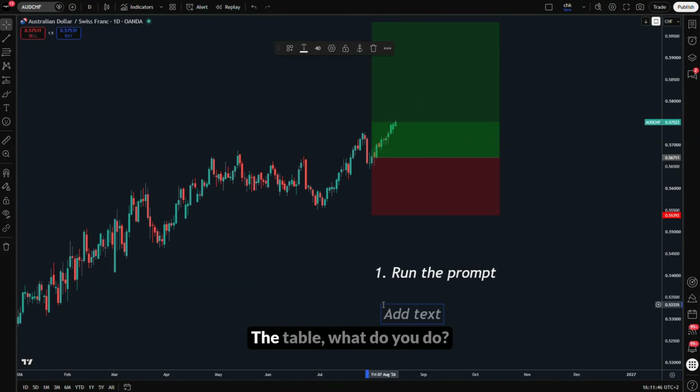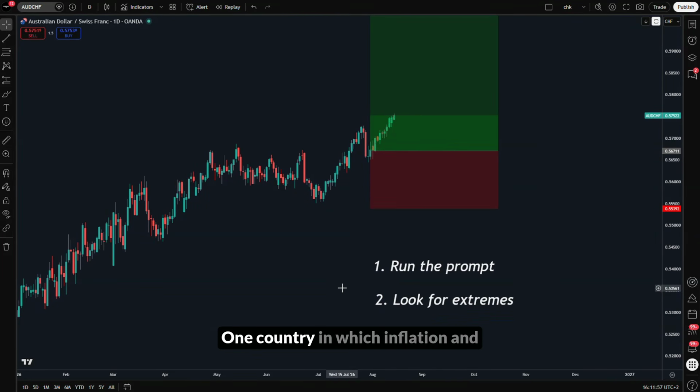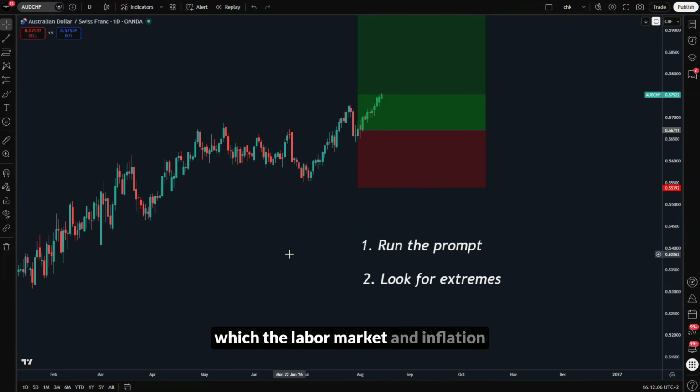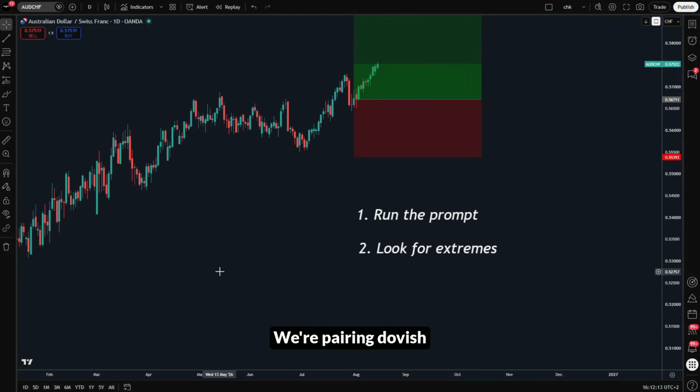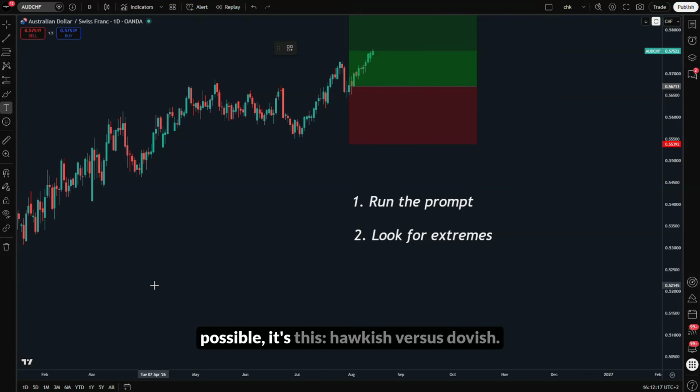Once you have the table, what do you do? You look for extremes. One country in which inflation and the labor market are moving in a certain direction, prompting the central bank to be hawkish, versus a country in which the labor market and inflation are moving in the opposite direction, prompting the central bank to be dovish. Okay, we're pairing dovish versus hawkish essentially. If you want to simplify it as much as possible, it is this: hawkish versus dovish.